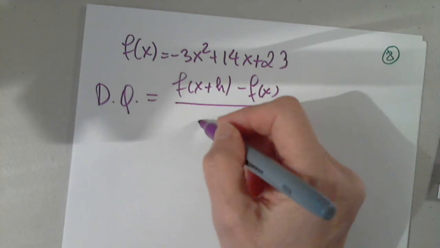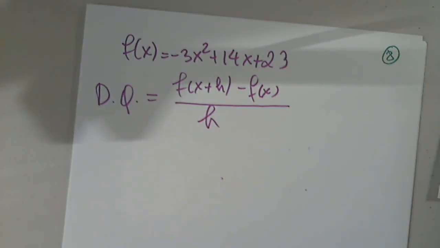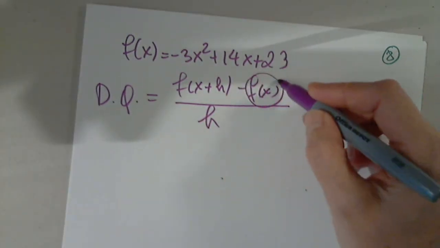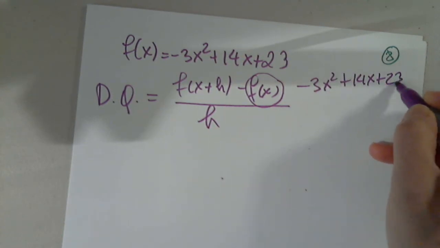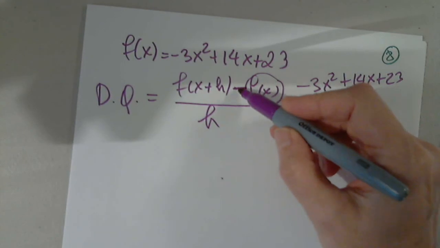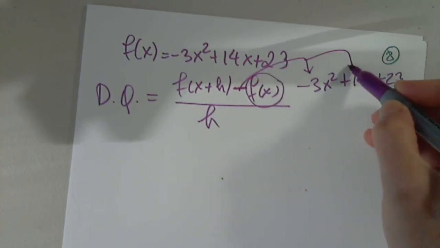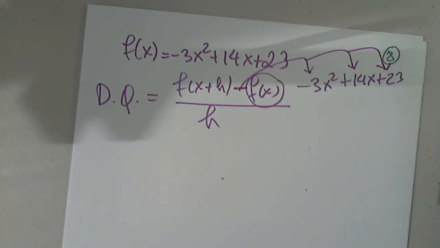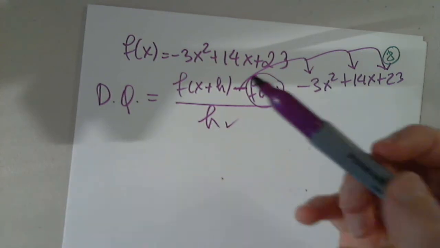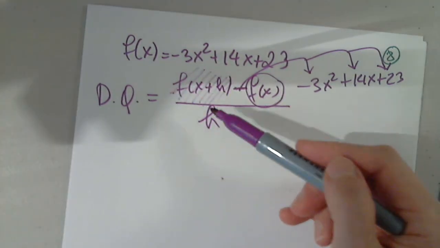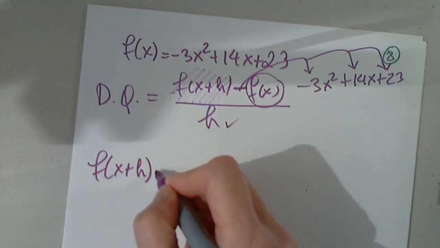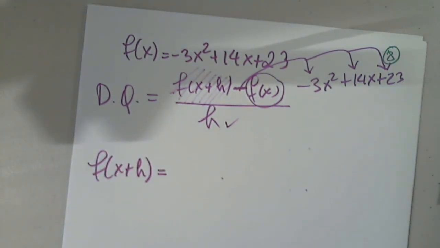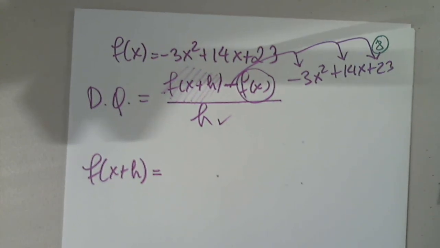We wrote it so many times by now, I'm sure you remember it. So this piece is negative 3x squared plus 14x plus 23. But there is a minus in front, so that minus will eventually be distributed to all terms. This is very clear. What I don't have is this piece. So I'm going to work on that first. So f of x plus h. Can anyone help us how to write f of x plus h?